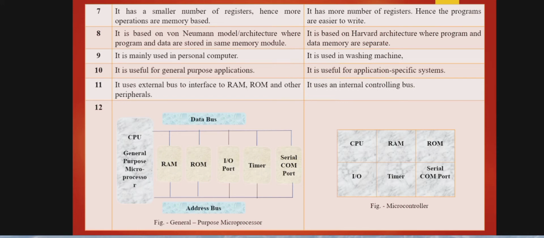In microprocessor, same memory unit is used to save program and data. Therefore, we can't use program and data at the same time. In microcontroller, there is separate bus to store program and data. It can be used simultaneously after fetching the data. I have discussed microcontroller in my previous slide.